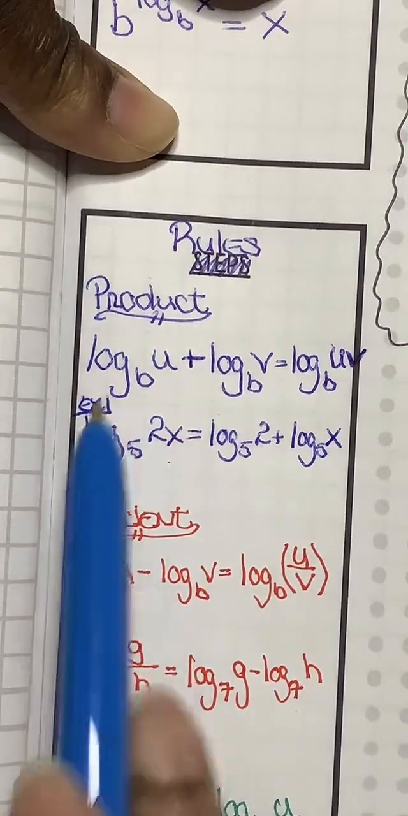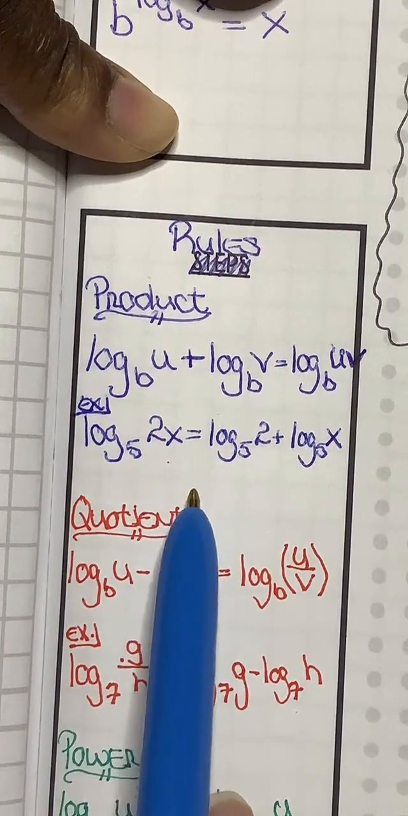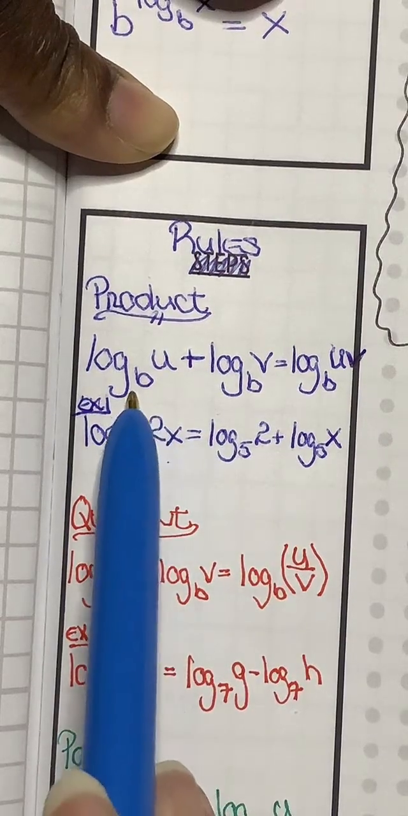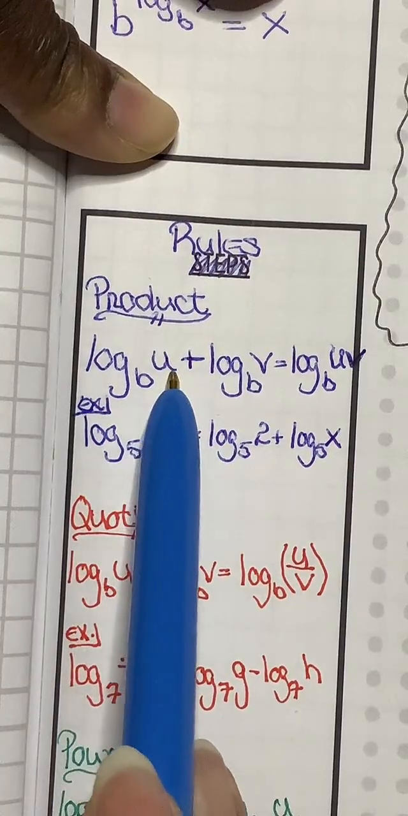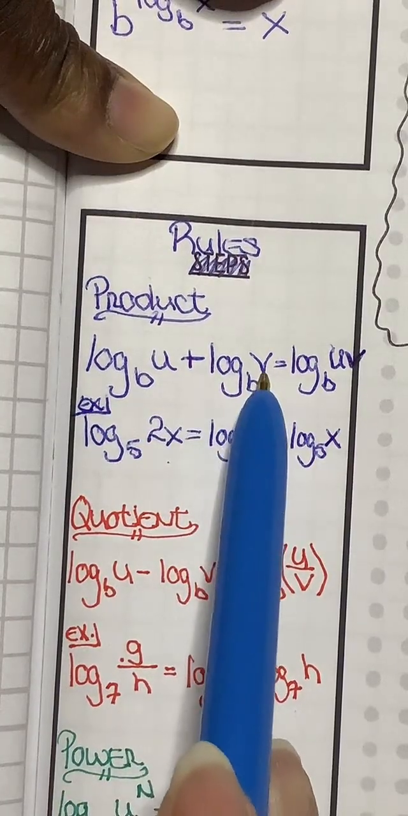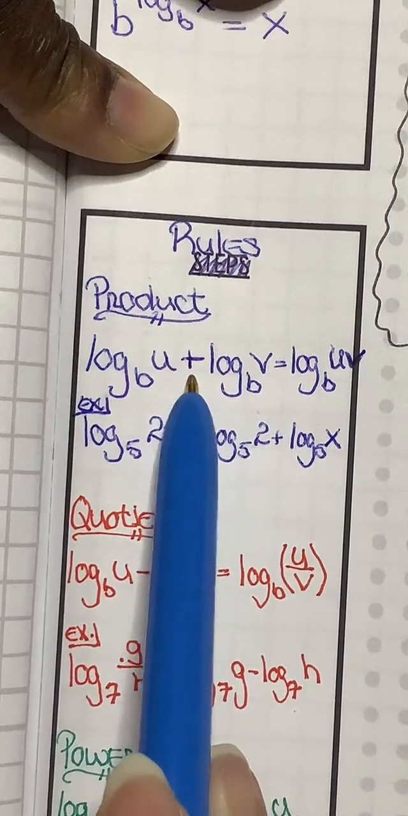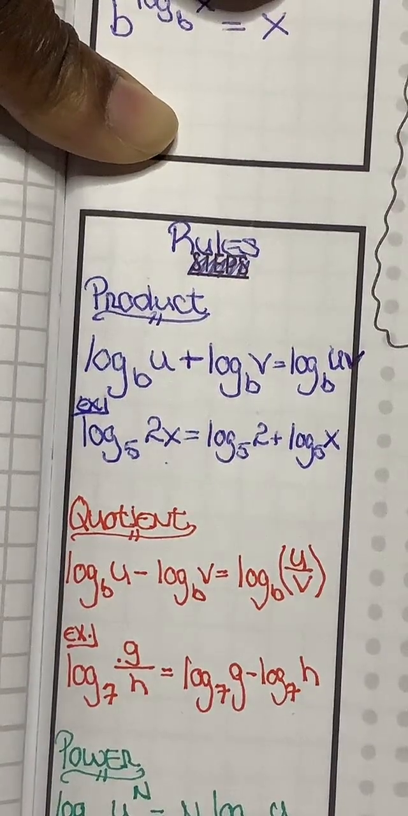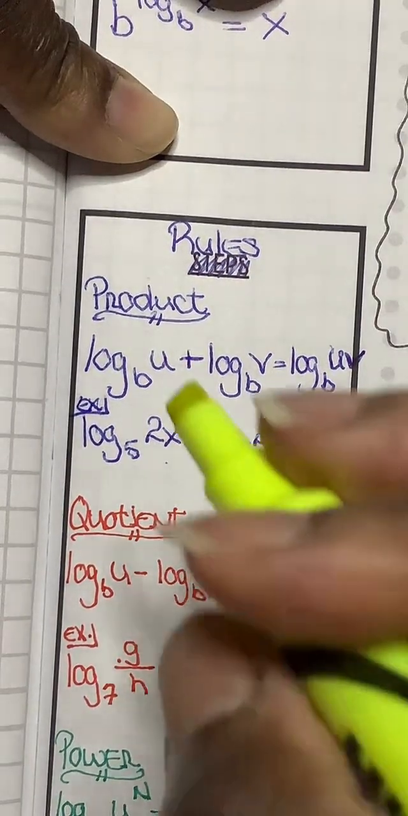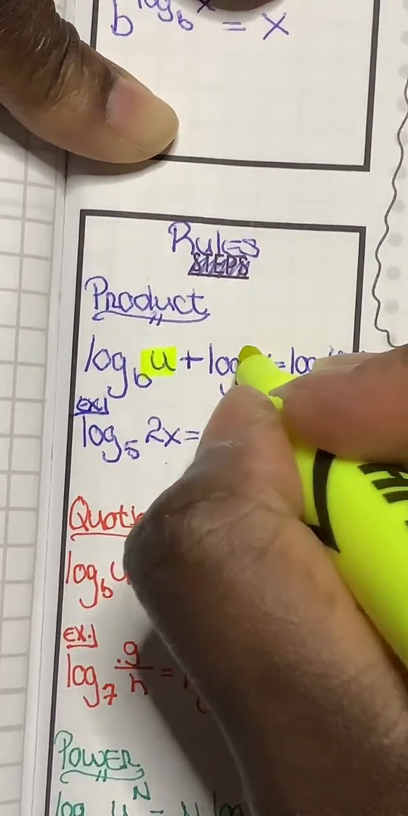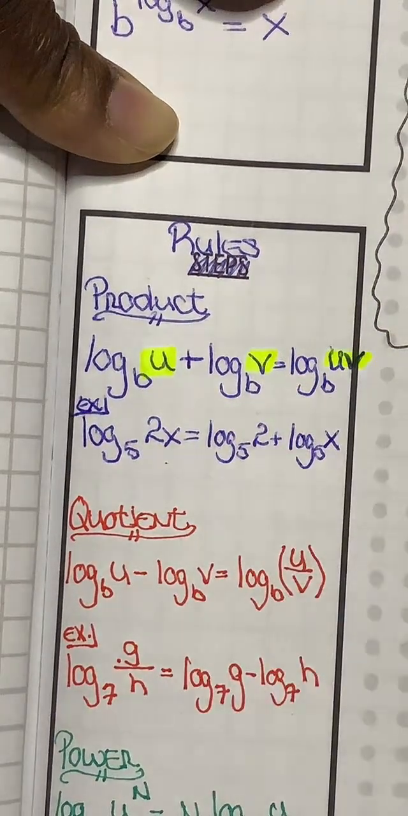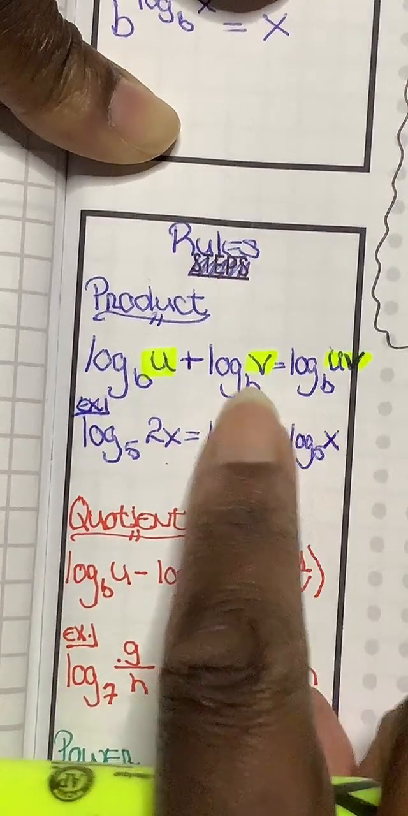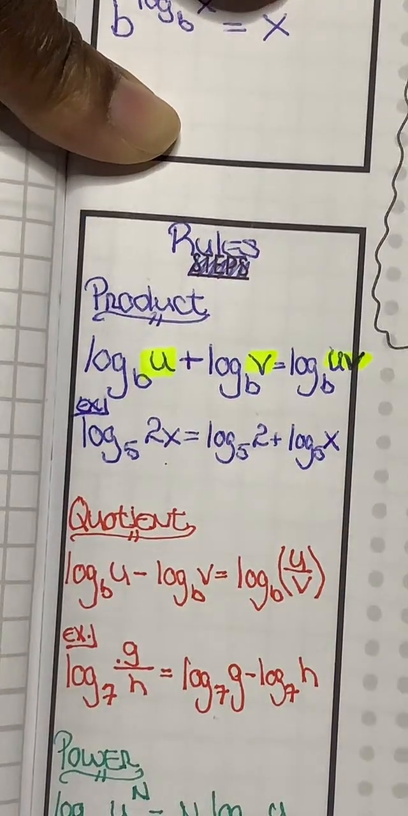So when you do the multiplication, you're basically adding your logs together. So if I have the log base b of u plus the log base b of v, anytime I see that addition, I'm not adding these things together. I'm going to take that u and that v, and I'm going to multiply them together. Notice the log base b stays exactly the same throughout the whole process.